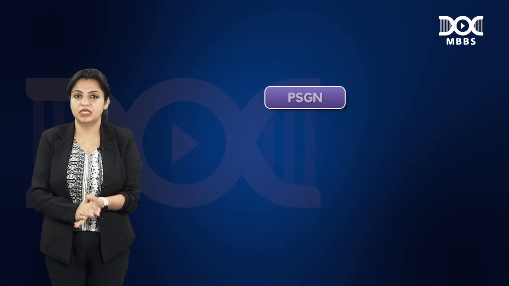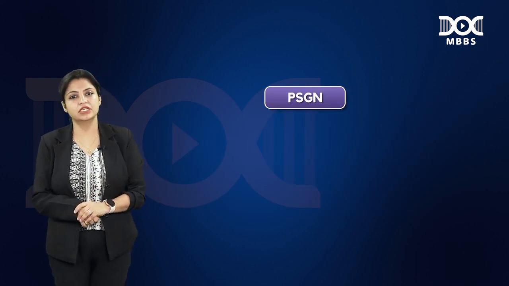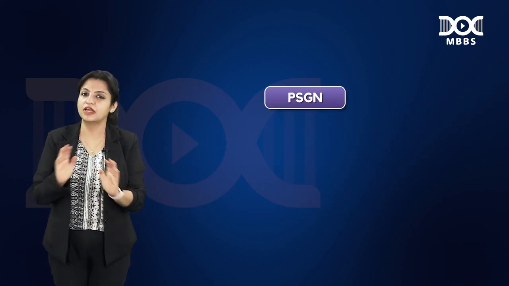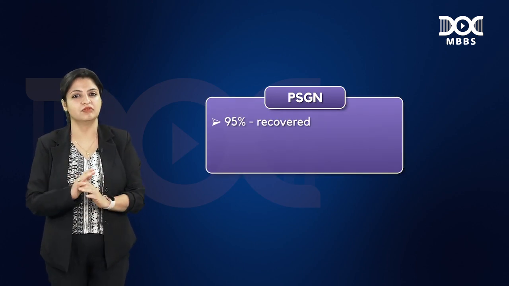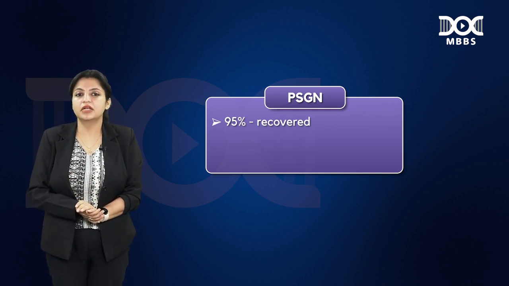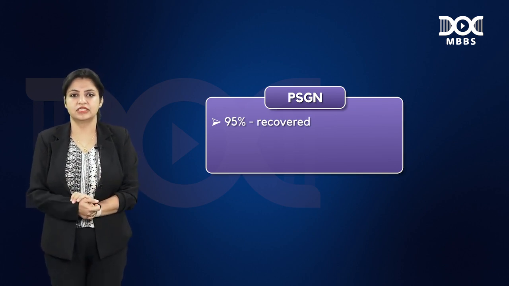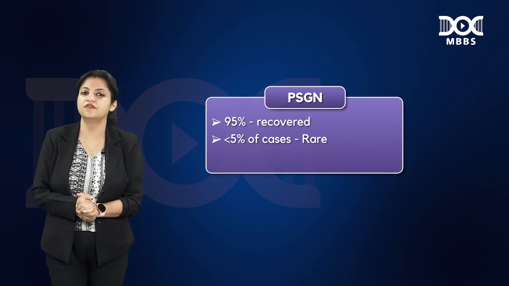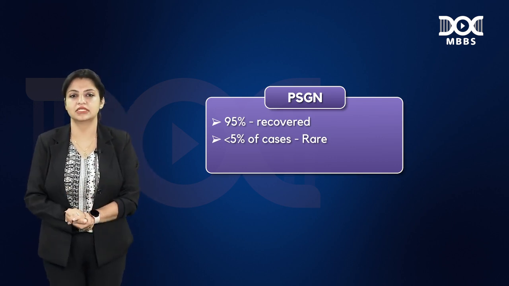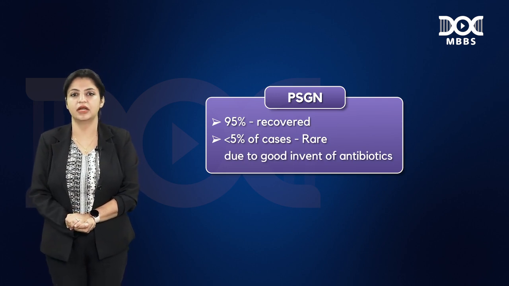Now, PSGN is an infective disease, so obviously our inflammatory cells are going to eventually eat up the immune complex, and 95% of the time the person will become okay. But in very few percent of cases, not even 5, it can vary, it is even less in today's time because of the advent of good antibiotics, what can happen?